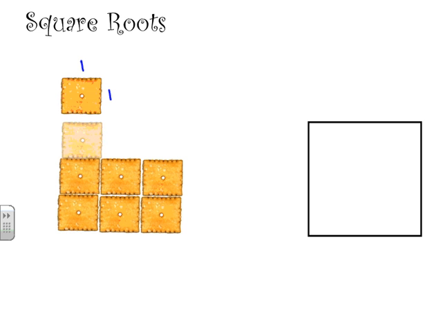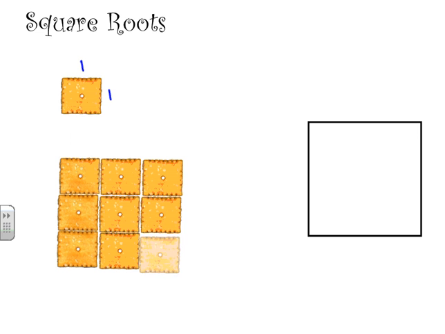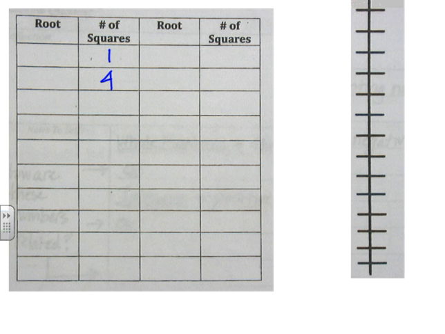So we still want to make a square, because we know what a square is. A square has equal side measurements. So we can see now that this one has a side measurement of 3 and a side measurement of 3, and altogether that'll give us 9. So we're going to record 9.